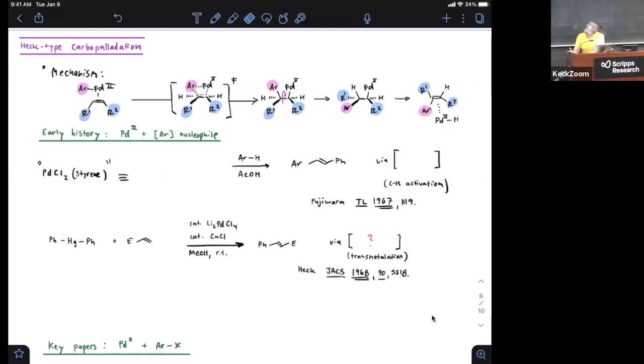So let's consider some of the early reactions here that were performed. We'll consider first one by Fujiwara, and Fujiwara reacts this complex palladium styrene dichloride in the presence of an arene and acetic acid as solvent. So first, let's define more rigorously this starting complex, palladium dichloride styrene.